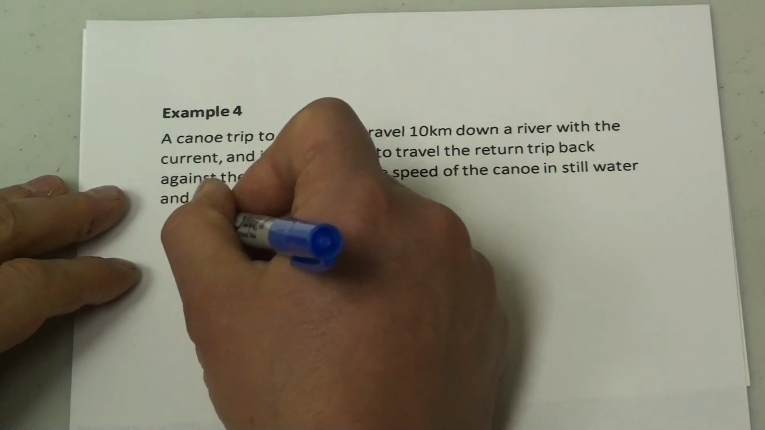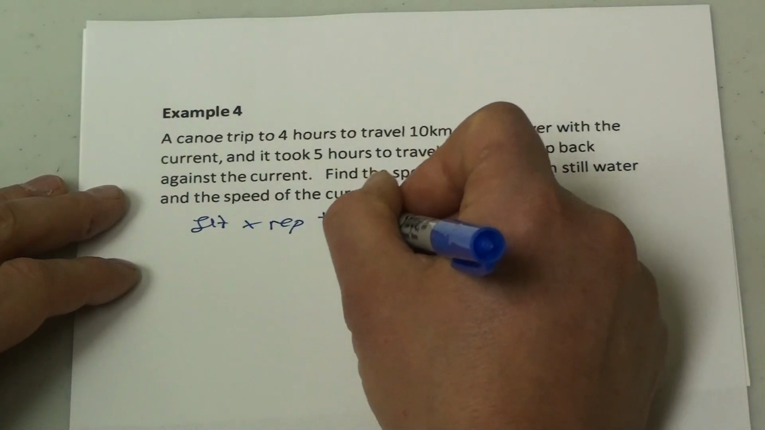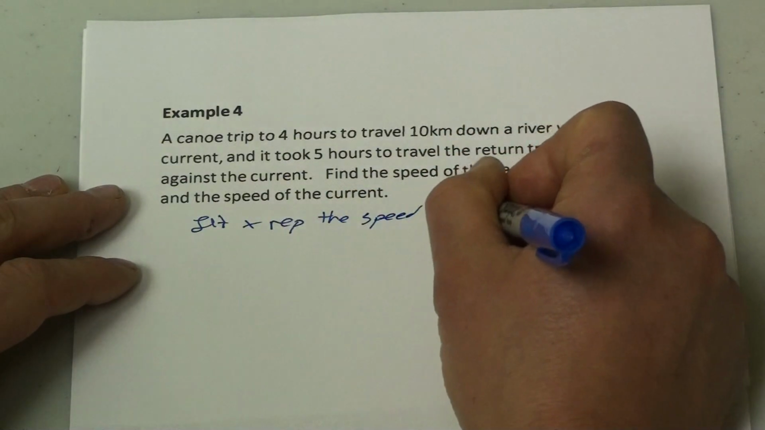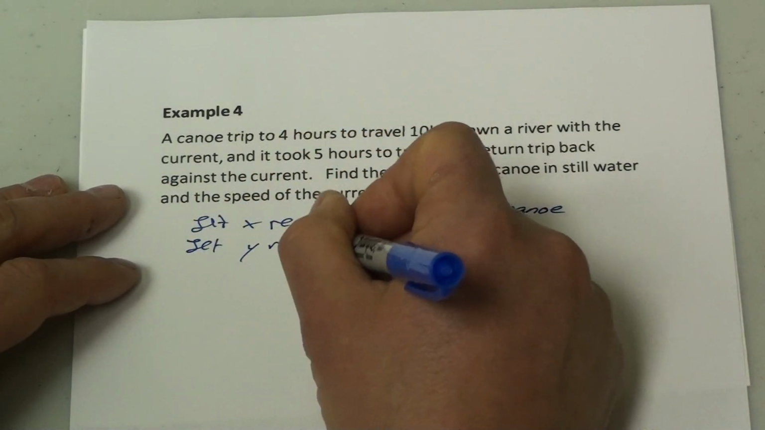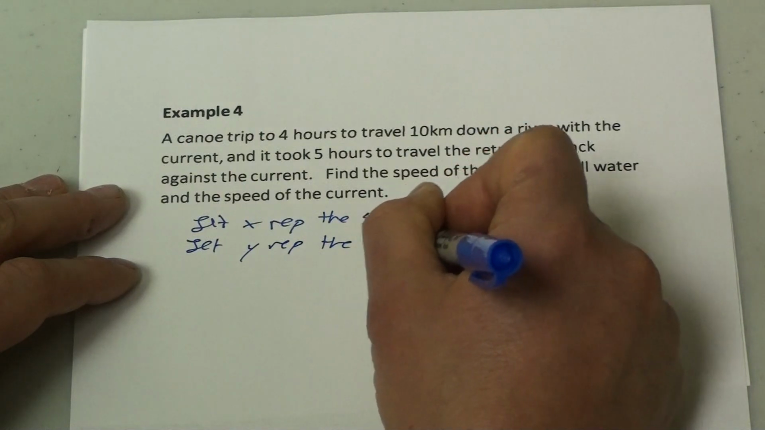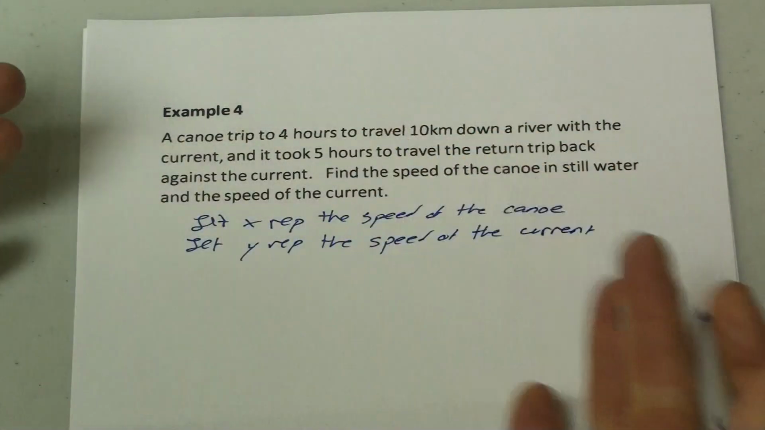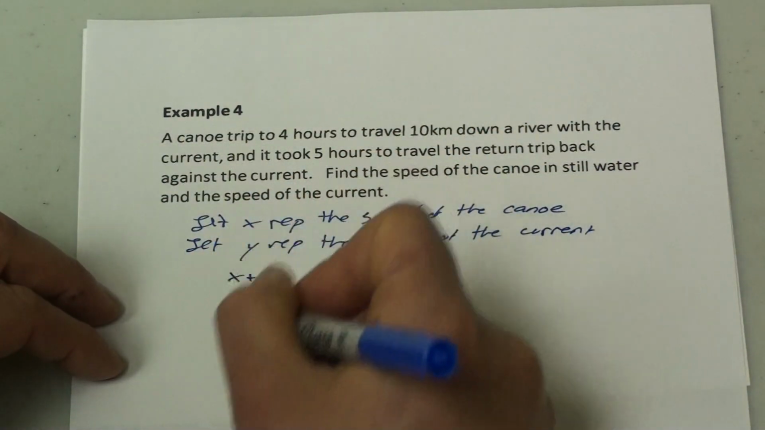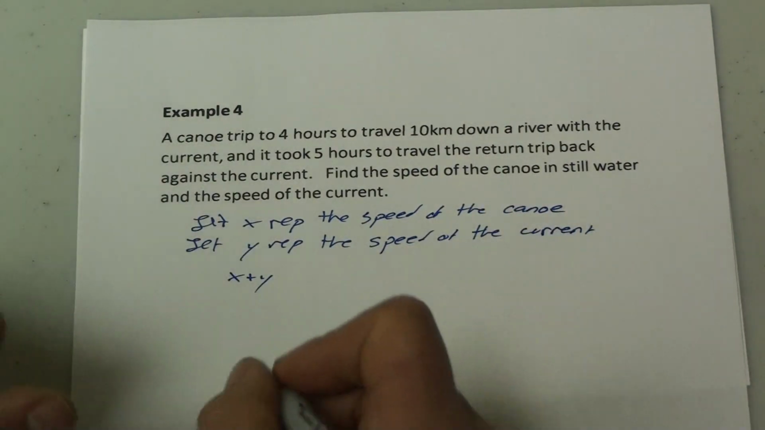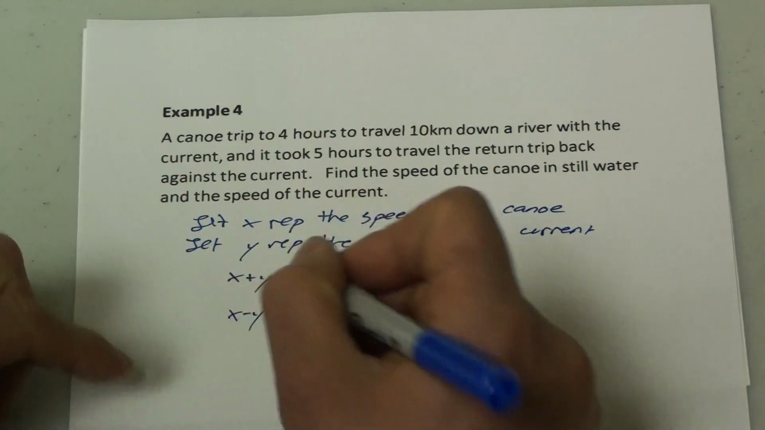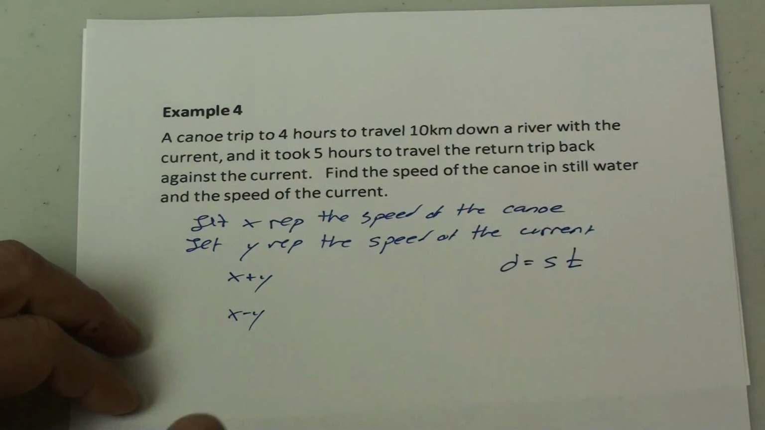Okay, so I'm going to let x represent the speed of the canoe. And I'm going to let y represent the speed of the current. Now, when they're working together, you're going to have x plus y. Okay, that is my speed, and I want to have x minus y when they're working against each other. And I want to use the formula distance equals speed times time.